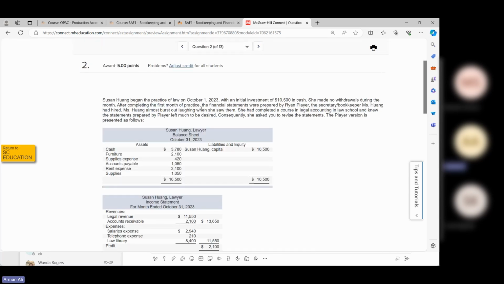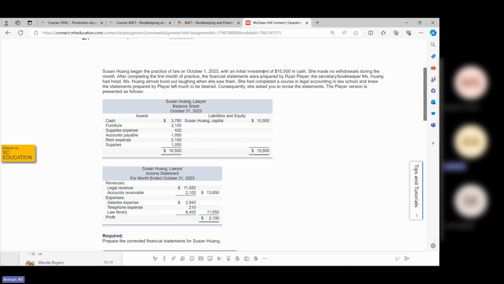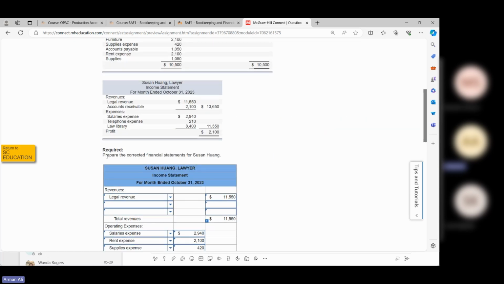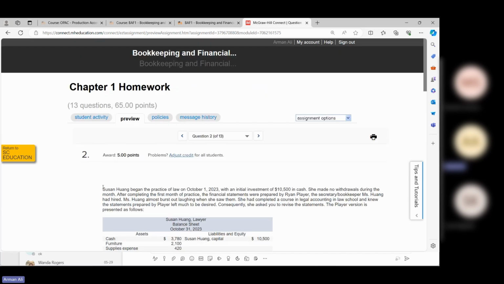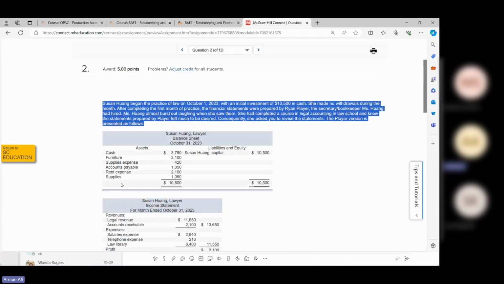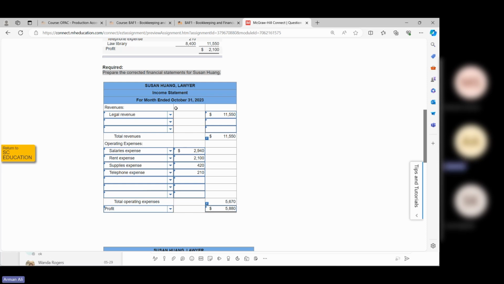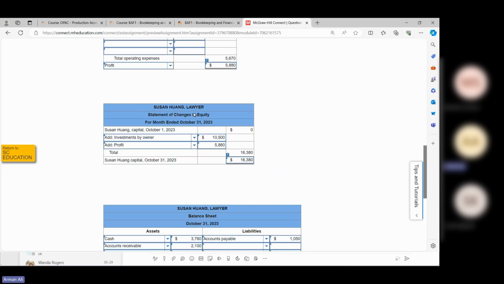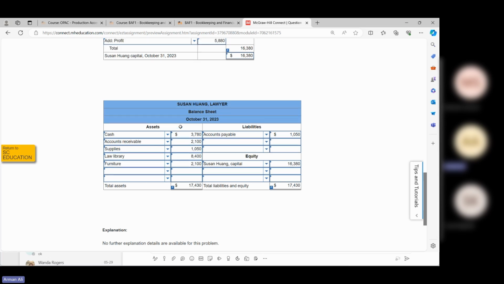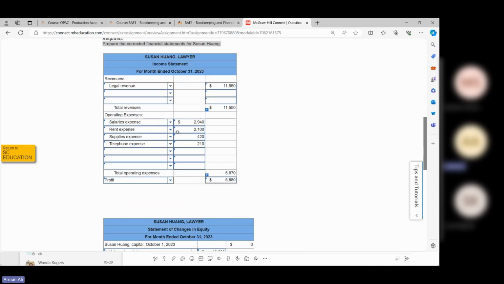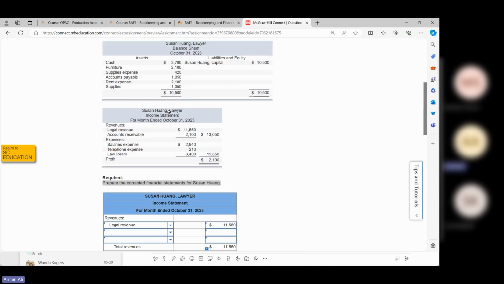Susan Huang began practice of law, and with an initial investment, basically what do we have to do? I always go to the question first, and the main task. I just read that, and then keeping that in mind, I go and read the rest of the question, what's going on. So our final objective is prepare the corrected financial statements. And as we discussed, financial statements are made up of income statement, statement of changes in equity and balance sheet. So we have to prepare three things, which is pretty heavy. I will not do the balance sheet, but I will do the income statement and statement of changes in equity.